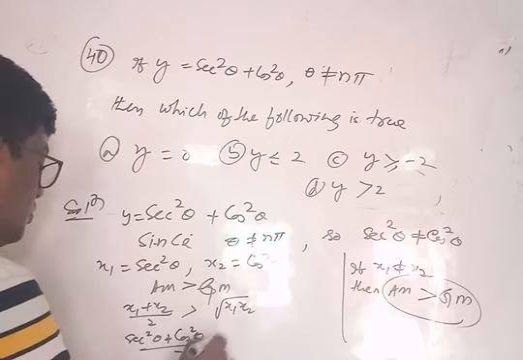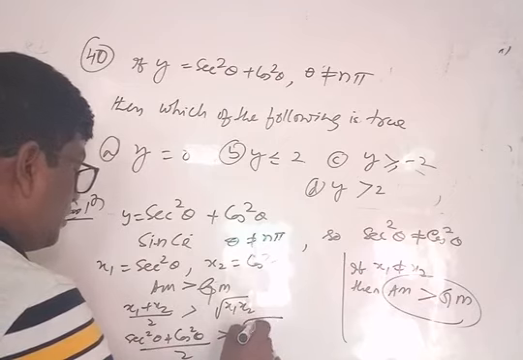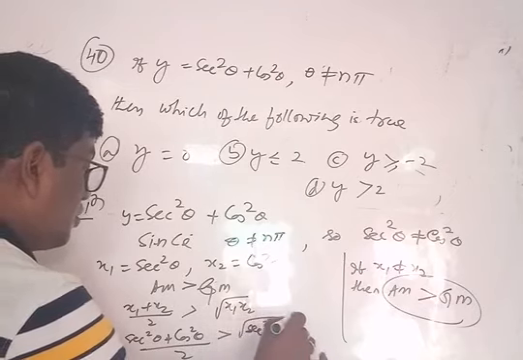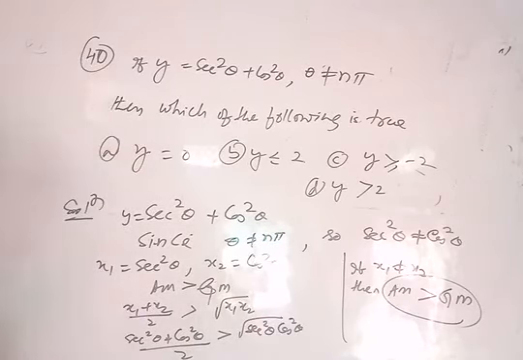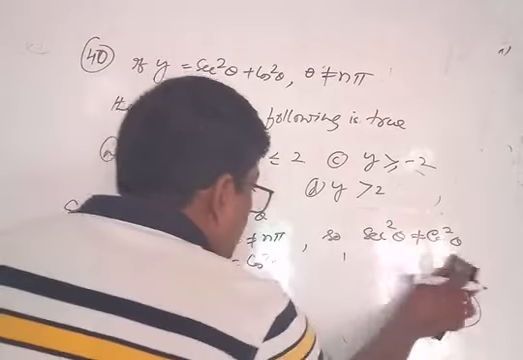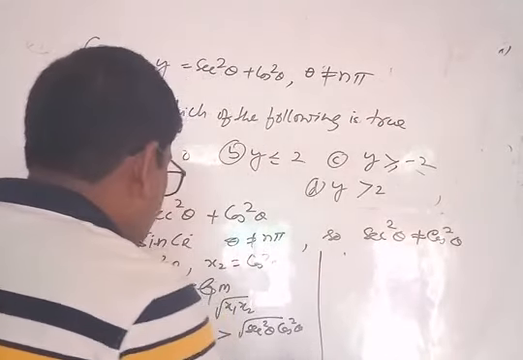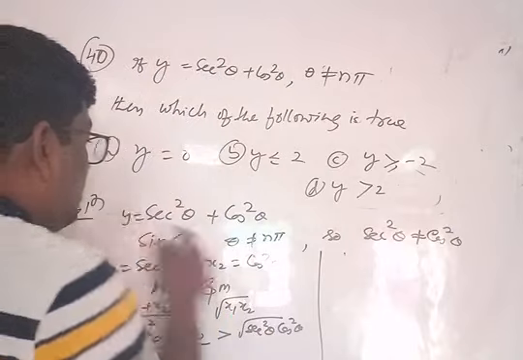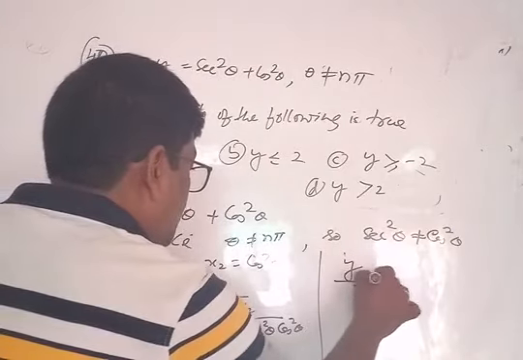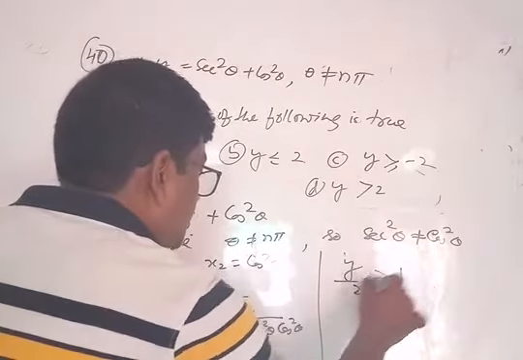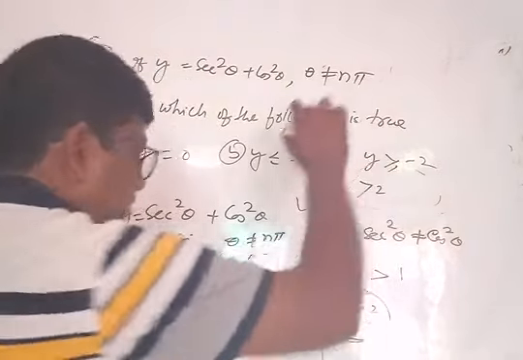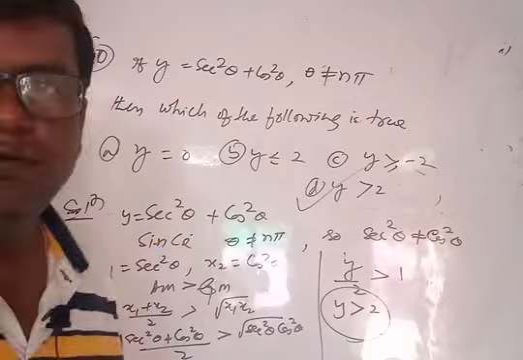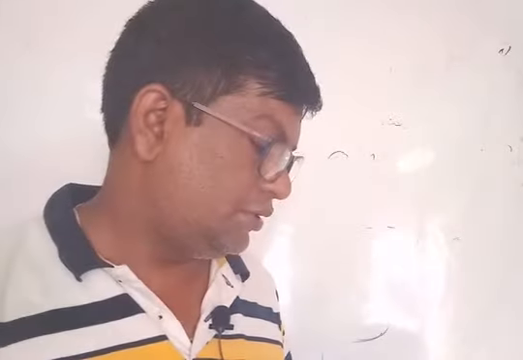theta) by 2 greater than or equal to root over what? This is sec square theta into cos square theta, right? And this is equal to y, sec square theta plus cos square theta, y by 2 greater than sec into cos 1, so y greater than or equal to 2. This is the final answer. D is the final answer.